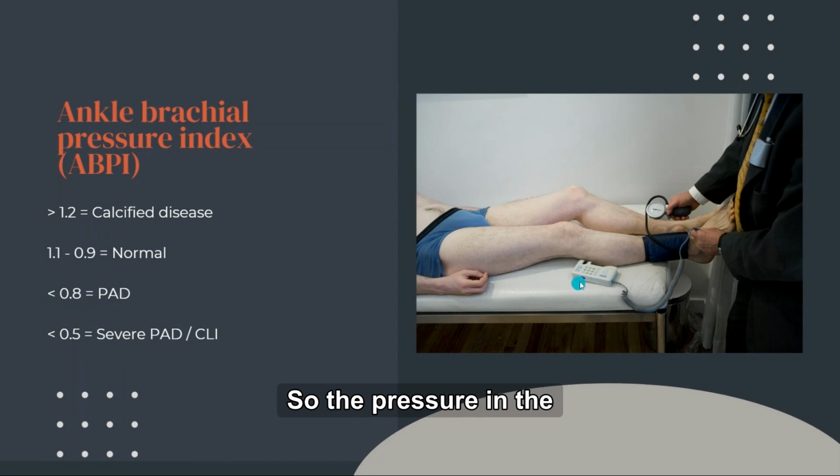So the pressure in the ankle is less than the pressure in the brachial artery. You've got peripheral arterial disease. Somewhere you're losing pressure along that system. If it's less than 0.5, so if it's half, then you've got severe peripheral arterial disease or critical limb ischemia.